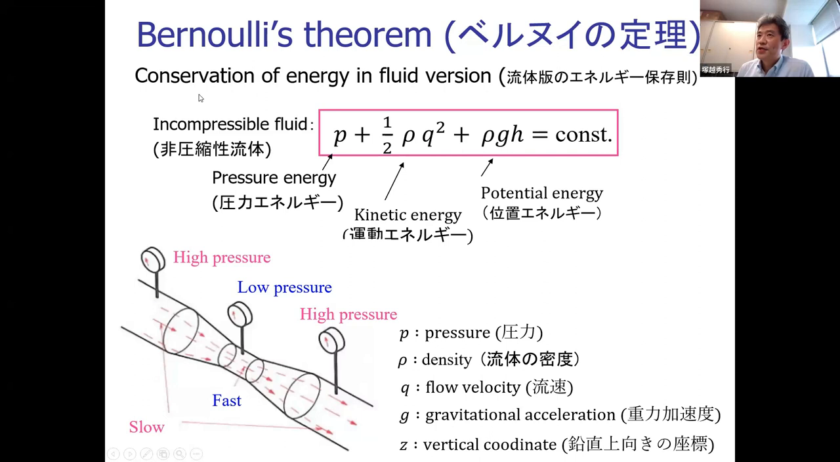It is one of the conservation of energy laws, and this is the law for the fluid version. It is composed of the pressure energy, the kinetic energy and the potential energy. So according to this equation, you can suggest that in the high pressure area, the flow rate itself becomes slow, while in the very narrow area, the pressure becomes low and the flow speed becomes faster.